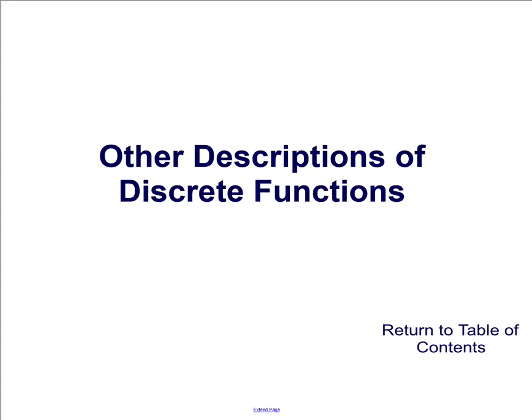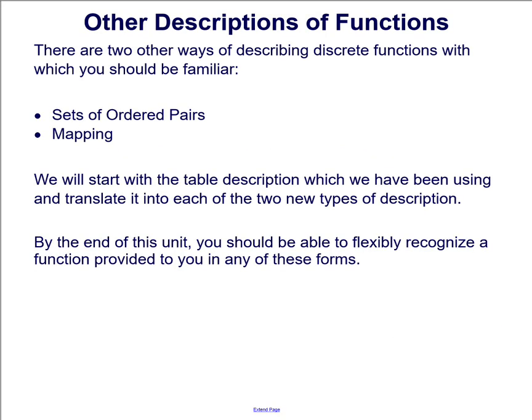In this topic we will talk about other descriptions of discrete functions. There are two other ways of describing discrete functions with which you should be familiar. The first, sets of ordered pairs. The second, mapping. We will start with the table description with which we have been working and translate it into each of the two new types of description.